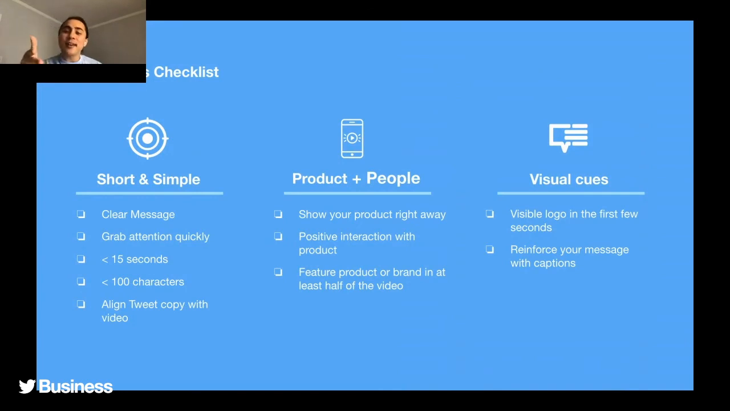And an easy way to do that is with rule number three, visual cues. Make sure your visible logo is there in the first few seconds and keep it there for at least 50% of the video, if not more. And up in those corners is the best spot. And ask yourself if you're reinforcing your message with captions. This is both thinking about Twitter as a unique platform with a sound-off strategy, but also thinking about how you can be inclusive of all different types of people.